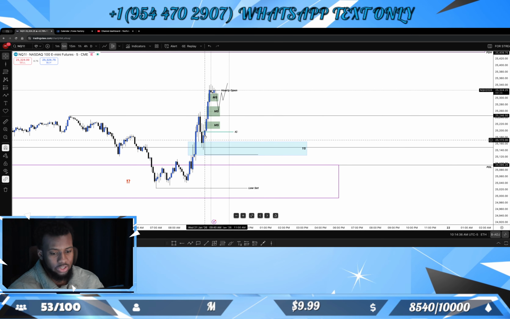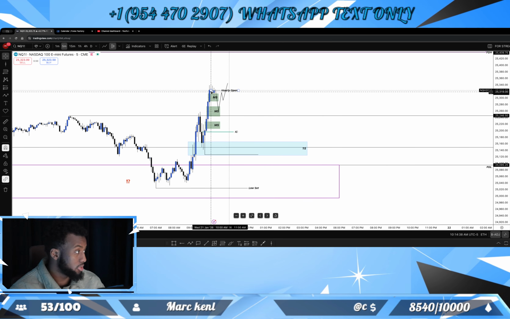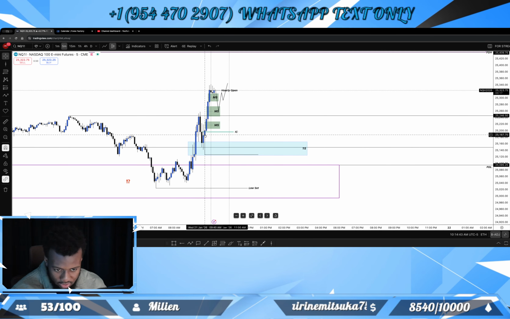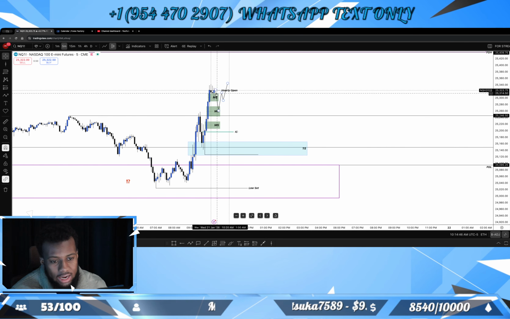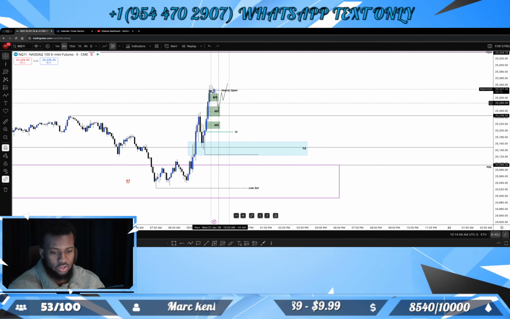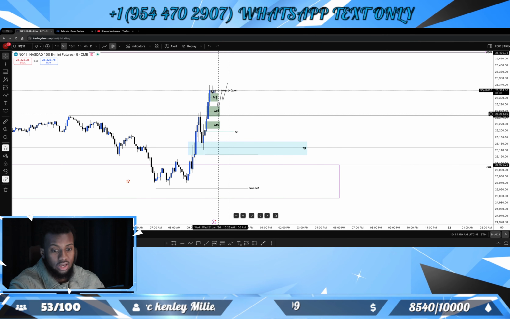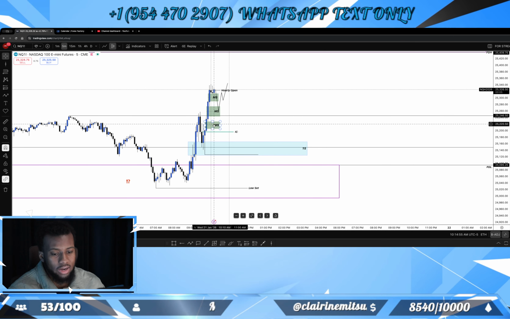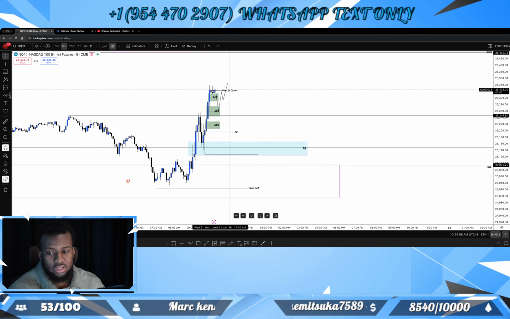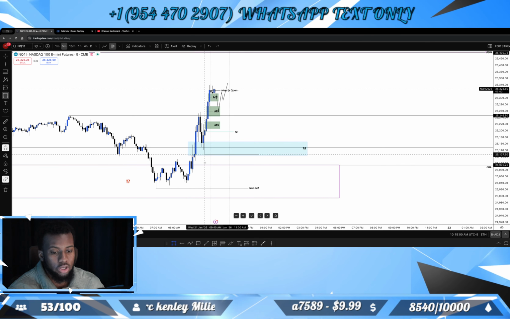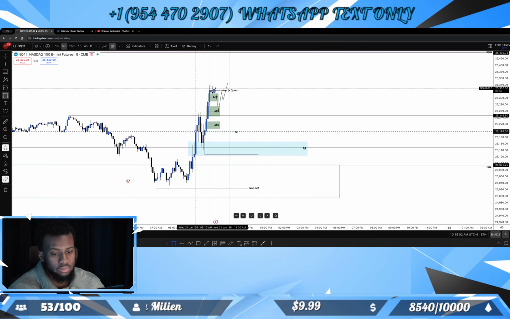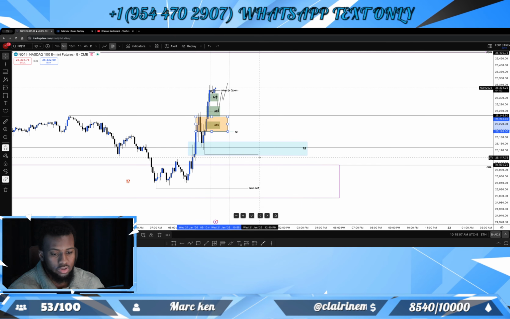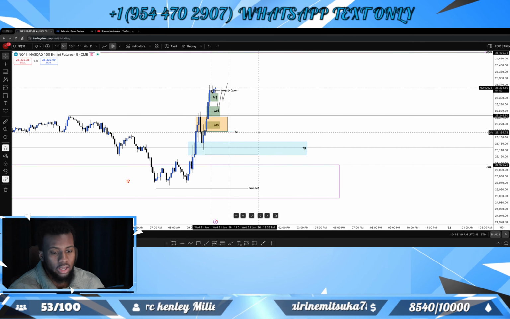Because this expansion, bro, it's very strong, as you can see, and it creates so many inefficiencies. And now you have to see price react from these inefficiencies and keep going higher, right? We have 1, we have 2, we have 3 imbalances. We can also consider these as mitigation, even though we don't have a manipulation, we have a reaction from a concept. So we basically have these two candles we can consider as potential mitigation.